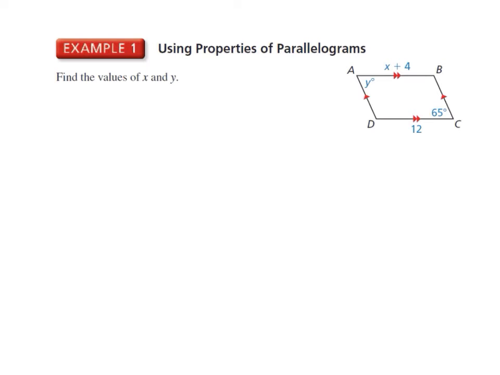All right, so let's use the same properties to see if we can find the values of x and y in this example 1. So we can see all of our parallel arrow marks, and then we know the properties that opposite angles are congruent, and we know that opposite sides are congruent, so we can set up an equation based on these being equal to each other, so x plus 4 equals 12, then solve for x. And then we know that opposite angles are congruent, therefore y is 65 degrees.